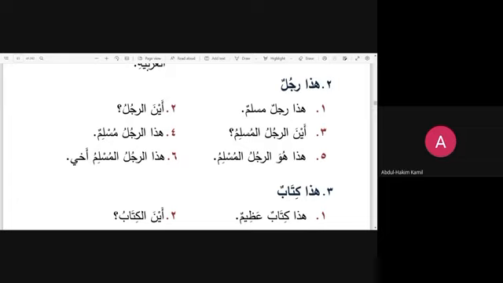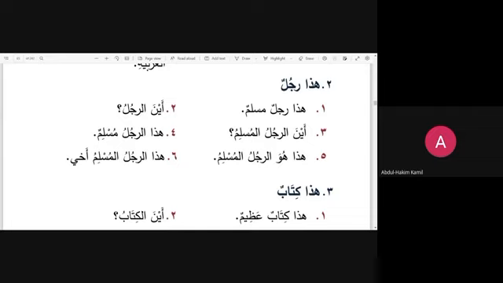The next sentence. Hada rajulun muslimun. You have to repeat after me. Hada rajulun muslimun. What does that mean? This is a Muslim man. The first one, this is a man. This is a Muslim man. Tayyib, you repeat after me. Aina rajul. Aina rajul. What does that mean?